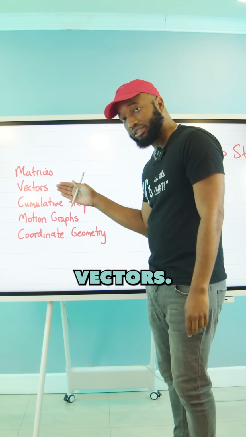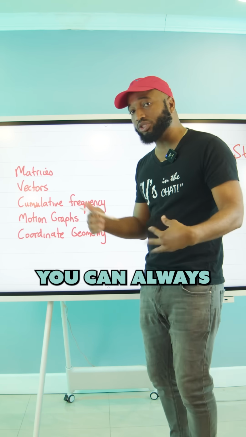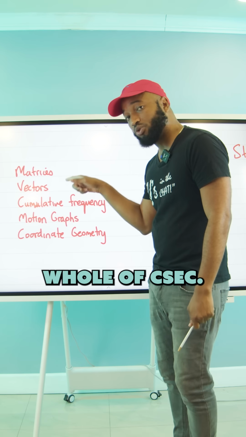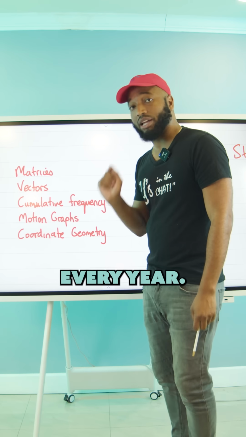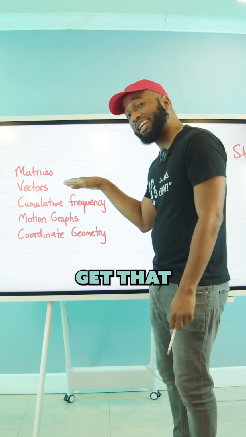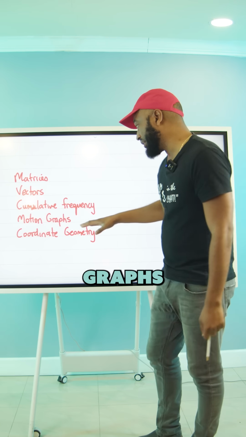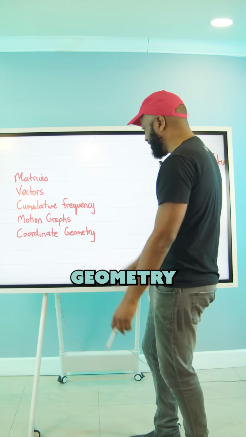Matrices, vectors, try your best at vectors. You can always scrape up a few marks in vectors. Vectors has one of the easiest questions in the whole of CXC and it comes almost every year. It's for 1 mark, but at least you could get that 1 mark. Go and research what that question is. Cumulative frequency, motion graphs, and coordinate geometry.